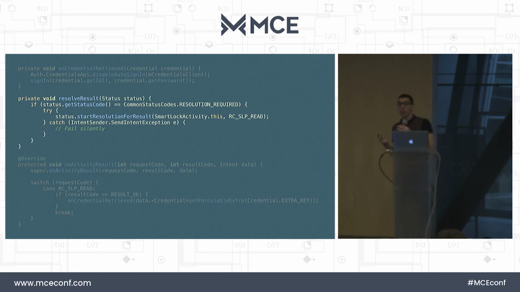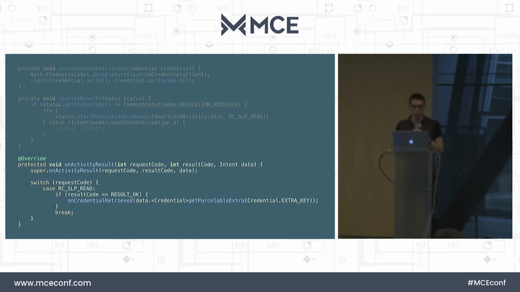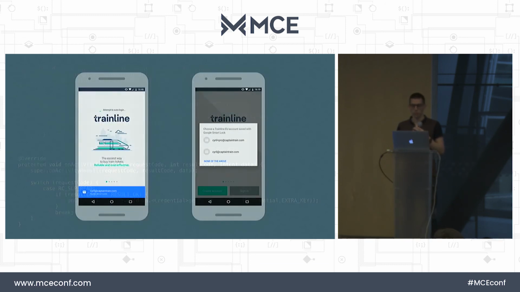In the case of a problem, for example when you have several credentials for the same website, you have to resolve this problem. What you will do is pretty common in Google Play services. You just have to start the resolution for the result, and once it's done, you will be called in onActivityResult. In this case, you will be called with the correct credential. Basically, the user will have chosen the correct account, and you will be given the credential for that account.